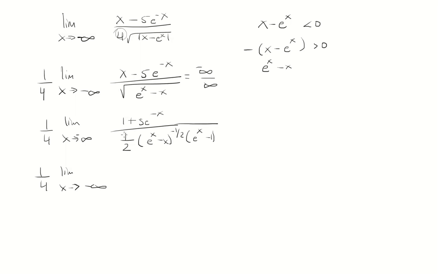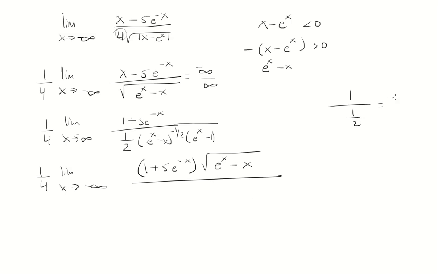and then that will give us (1 + 5e^(−x)) times the square root of e^x − x over, so here we have 1 over 1/2, which is the same thing as just 2, so we'll bring the 2 out, multiply by that 1/4, and in the denominator we just have e^x − 1.